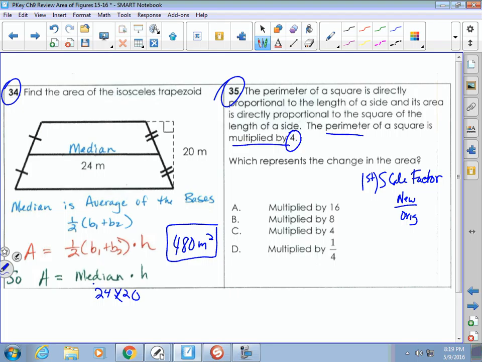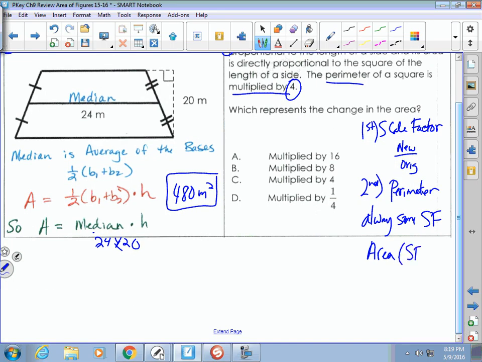So the second thing you need to remember is that for perimeter, the perimeter always has the same scale factor. I'm going to do SF for scale factor. So my scale factor is 4, okay? For area, whenever you have area, you have to square the scale factor. Whatever the scale factor is, you square it. So I'm now taking this 4, I'm squaring it, I get 16. This represents the change in the area. The area is now multiplied by 16, okay?